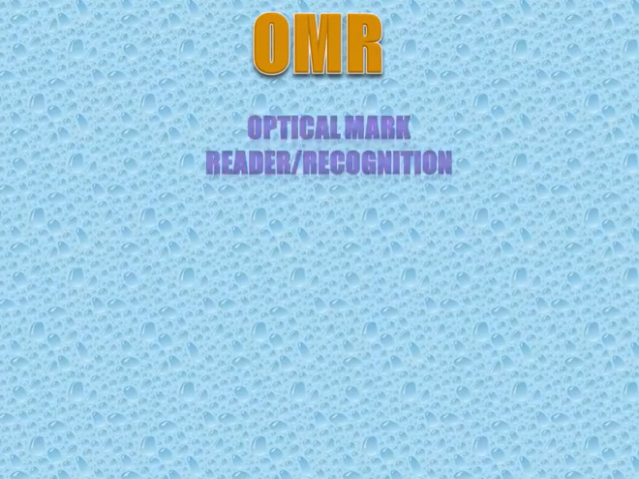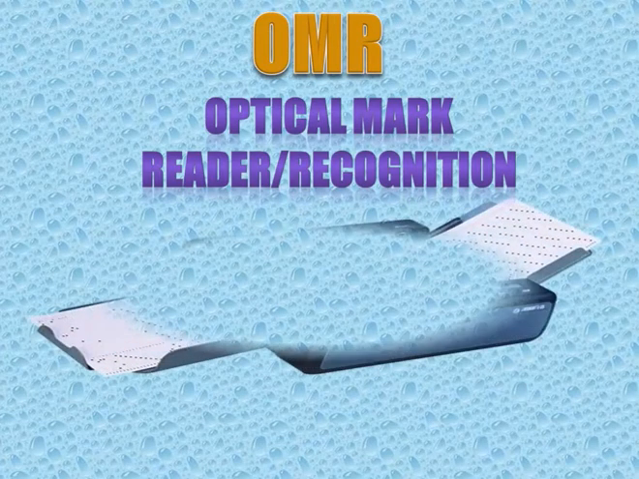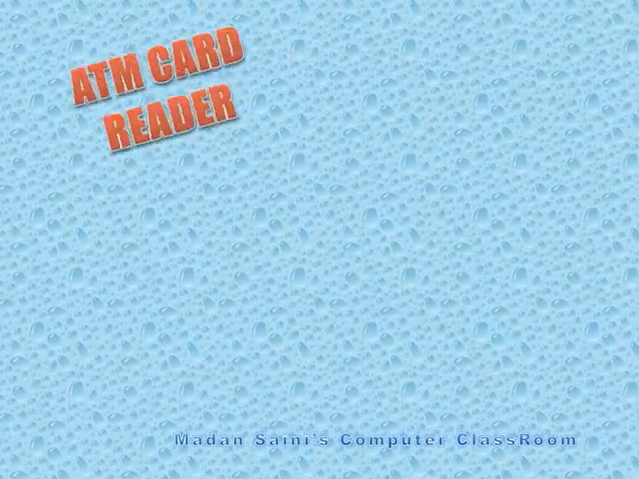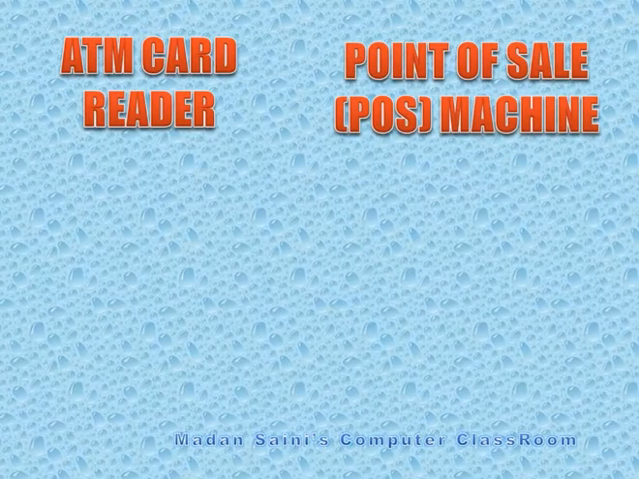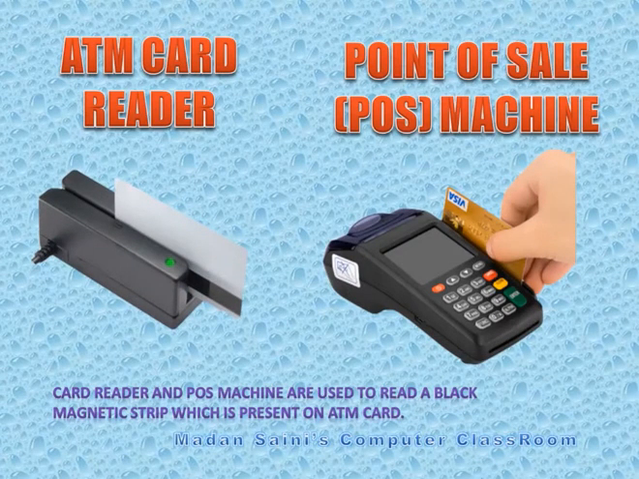Next input device, OMR. OMR stands for optical mark reader or recognition. It looks like this. OMR device helps us to recognize human marked data from document or paper like competitive exams answer sheets. Next one, ATM card reader or POS machine, point of sale. Both look like this. Card readers and POS machines are used to read a black magnetic strip which is present on ATM card.